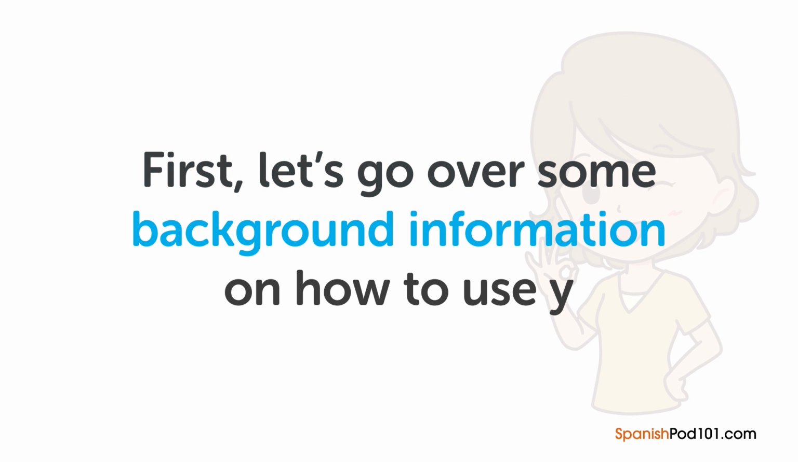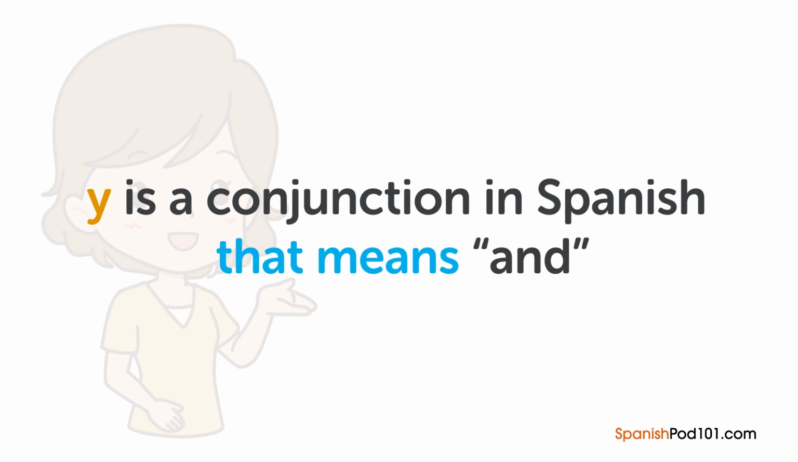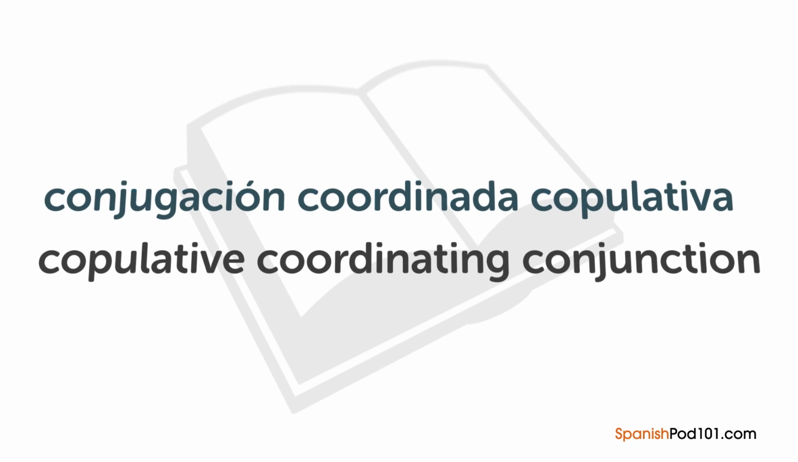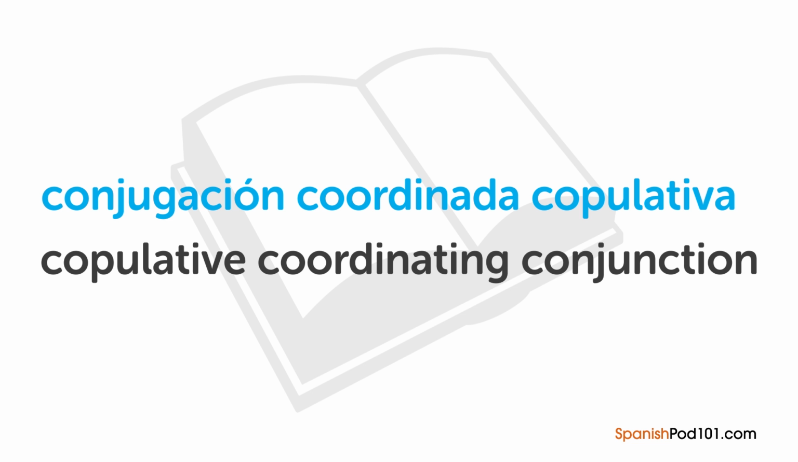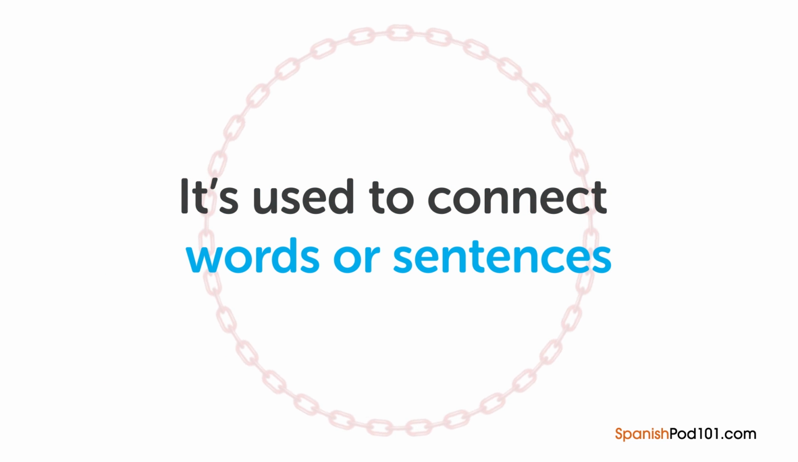The question for this lesson is: when do you use the conjunction e instead of y? First, let's go over some background information on how to use y. Y is a conjunction in Spanish that means and. It's a conjunción coordinada copulativa, or copulative coordinating conjunction. It's used to connect words or sentences.